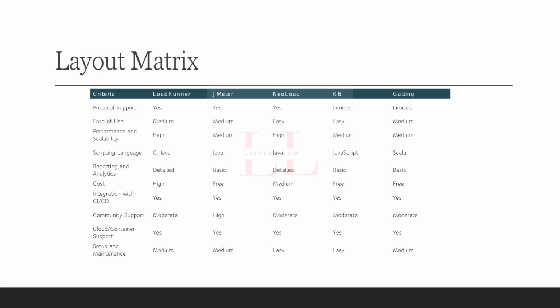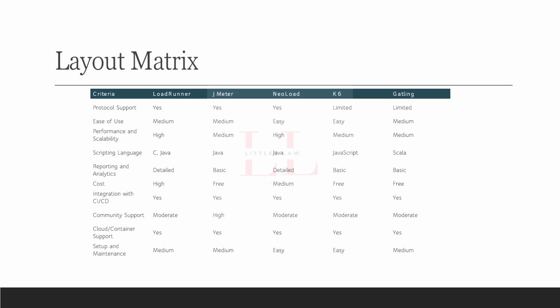So now we'll quickly do a comparison of five leading testing tools: LoadRunner, JMeter, NeoLoad, K6, and Gatling, and we'll look at the key features to help us understand their strengths and weaknesses. So let me quickly break it down. When it comes to protocol support, LoadRunner and NeoLoad excel in supporting a wide range of protocols like HTTP, SAP, Citrix, etc., which makes them suitable for complex enterprise applications.